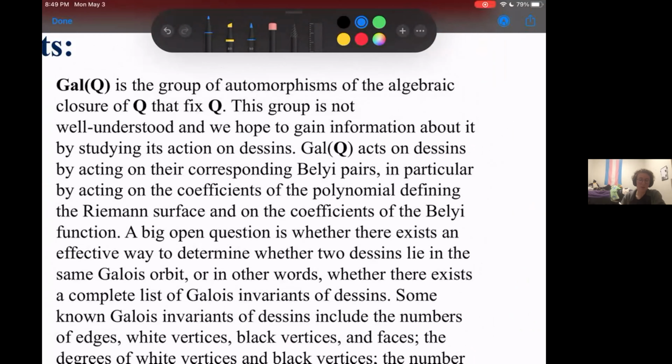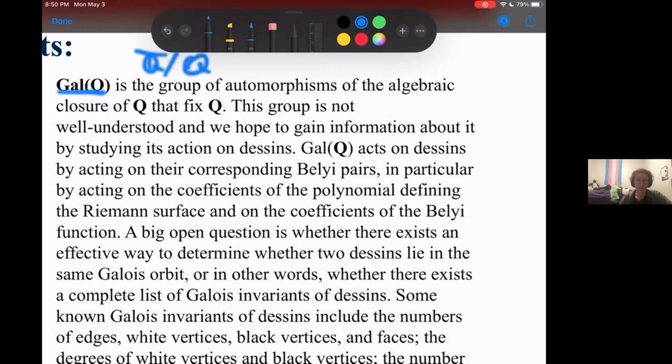So now we're going to talk about this group Gal Q. What this is, it's basically the Galois group of Q bar over Q. I wrote it out in more words, but this is essentially what it is. It's automorphisms of the algebraic closure of Q that fix Q. And once again, we don't really understand this group very well. It's kind of mysterious.